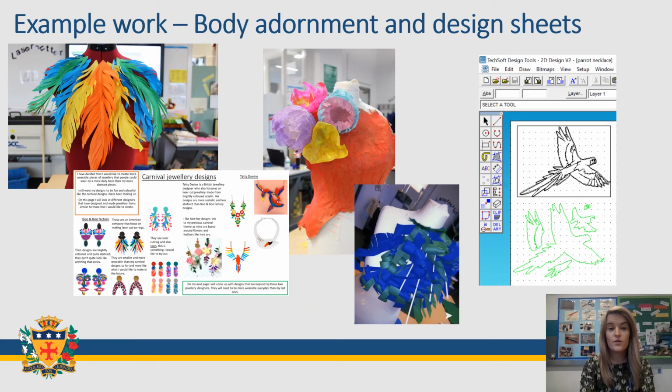Some other things that we've done is some body adornment, so things like jewellery. And there's also some examples of design sheets here. So they were looking at different types of feathers and the natural world on this one. And this student has gone on to create some jewellery using 2D design and also resin.